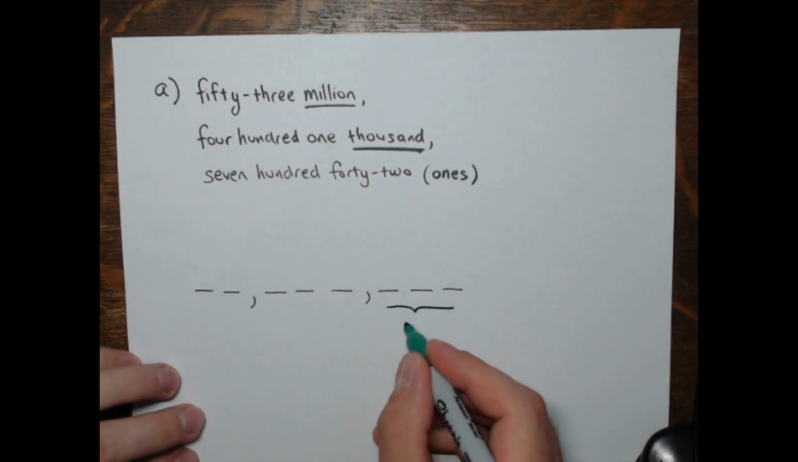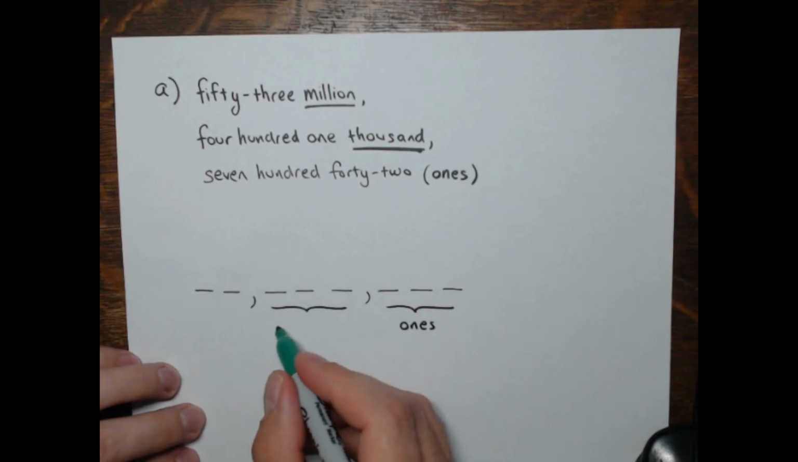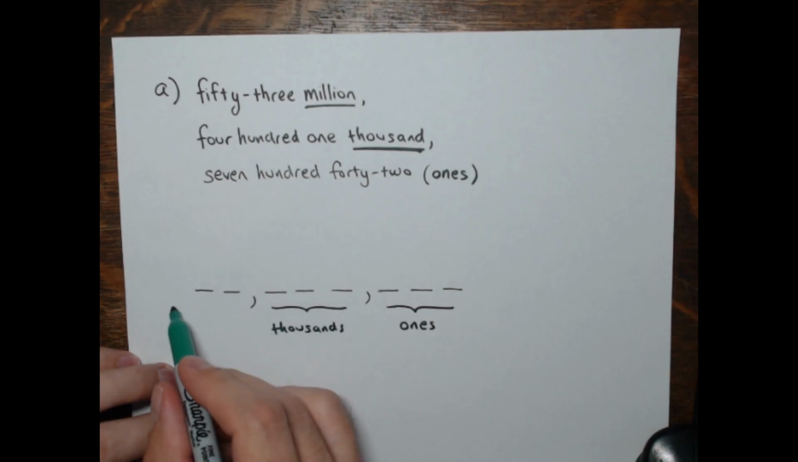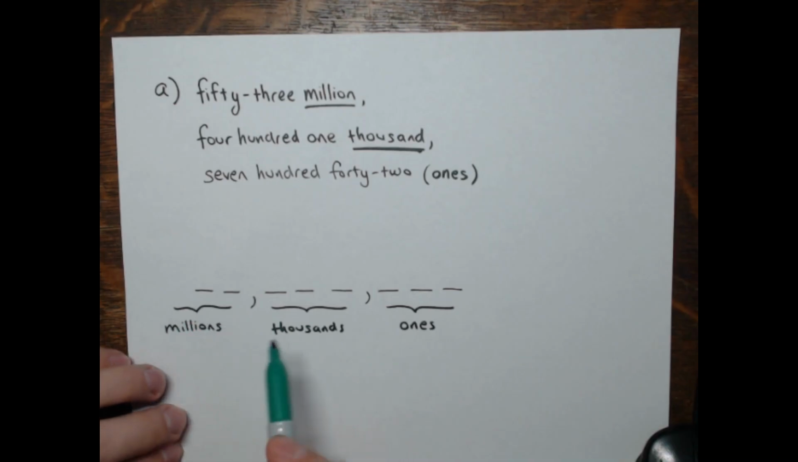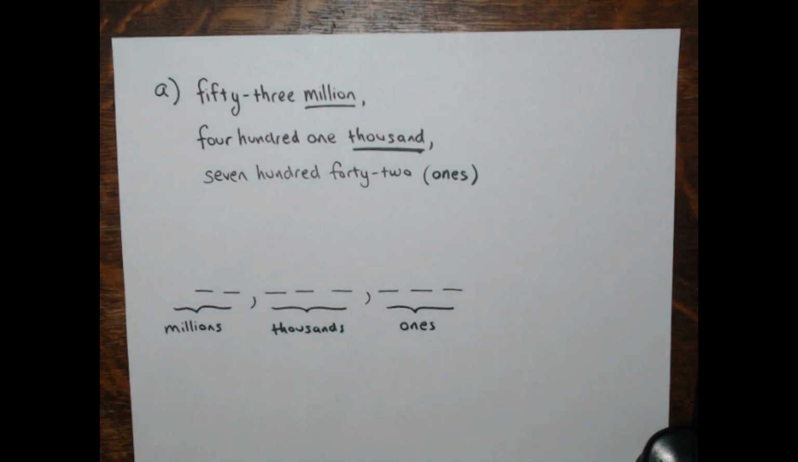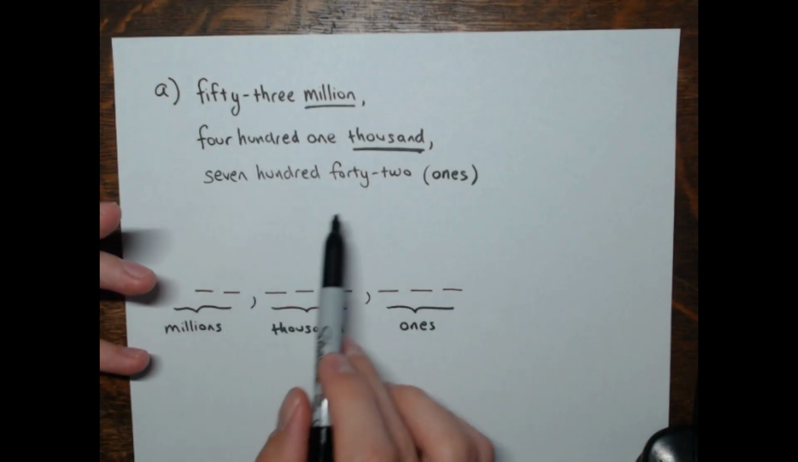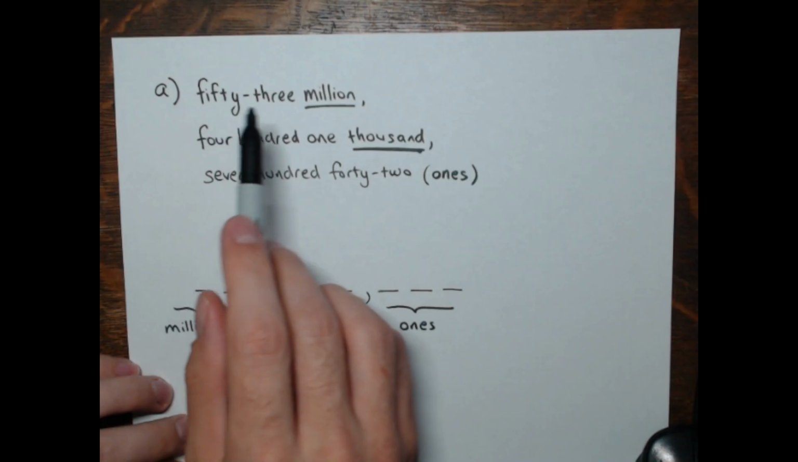So once again, I'll identify the periods, right? The ones period, the thousands period, and the millions period. And then finally, it said name the number in each period and place the digits in the correct place value position. So you can do beginning to end, end to beginning. I'll just start the way, write it as they gave it to me.